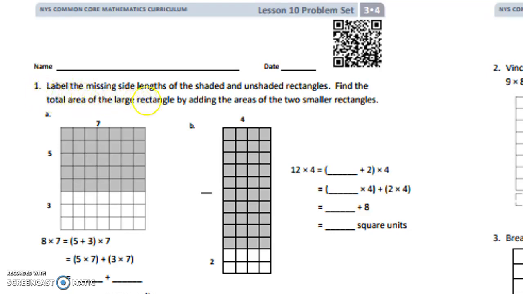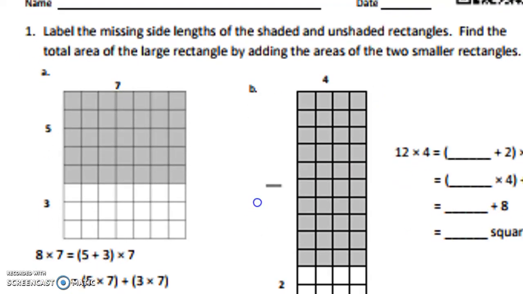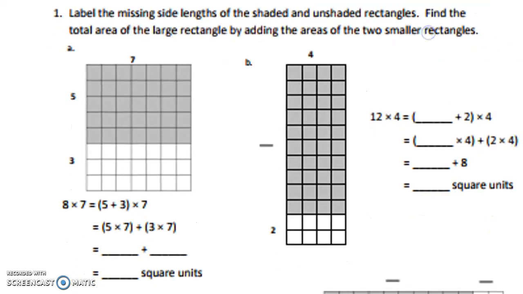Label the missing side lengths of the shaded and unshaded rectangles. Find the total area of the large rectangle by adding the areas of the two smaller rectangles. So, zoom in a little bit here. If I look at number 1A, I see I've got this shaded section and unshaded section. And our job is to find the area of the whole thing. So they're showing us that we're trying to solve 8 times 7.